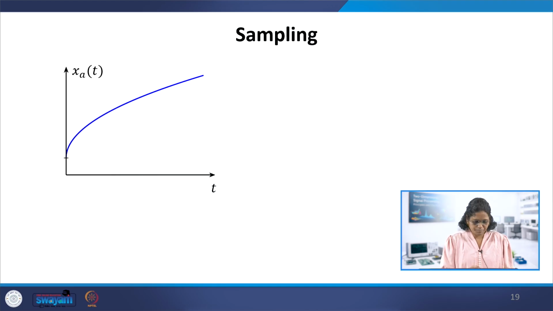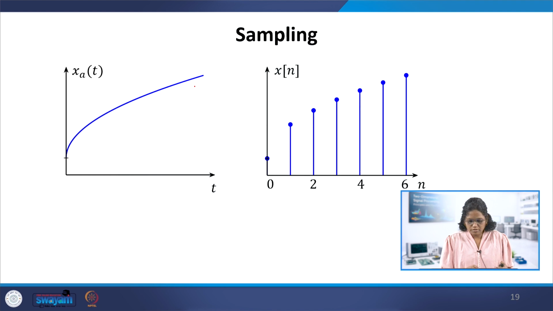Suppose the x-axis is t and the signal is xa of t, given over here. This is the analog signal, and if we sample it at appropriate values, say 1, 3 and 5, with a time interval involved, we get a sequence. This is x of n. So xa of t is now made x of n, where t is replaced with nT. T is the sampling interval and n is an integer.